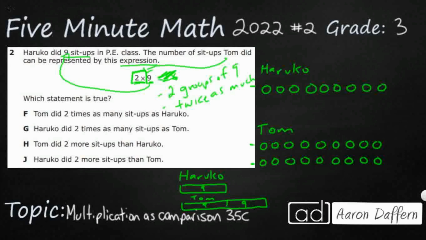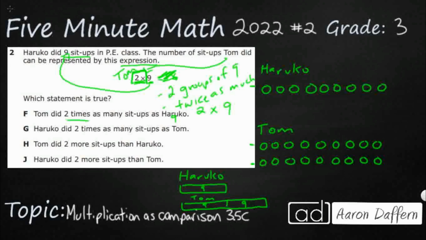So let's look at our statements here and see what kind of expressions we can write to represent this. Our 9 is going to be Haruko, and then our 2 times, this is what Tom did. He did twice as much. So Tom did 2 times as many sit-ups as Haruko. So Haruko's 9, then that would be 2 times as much, twice as much. That's your comparison right there. 2 times 9. Yes, that looks exactly like what we just wrote. So F looks good. Let's check G, H, and J.